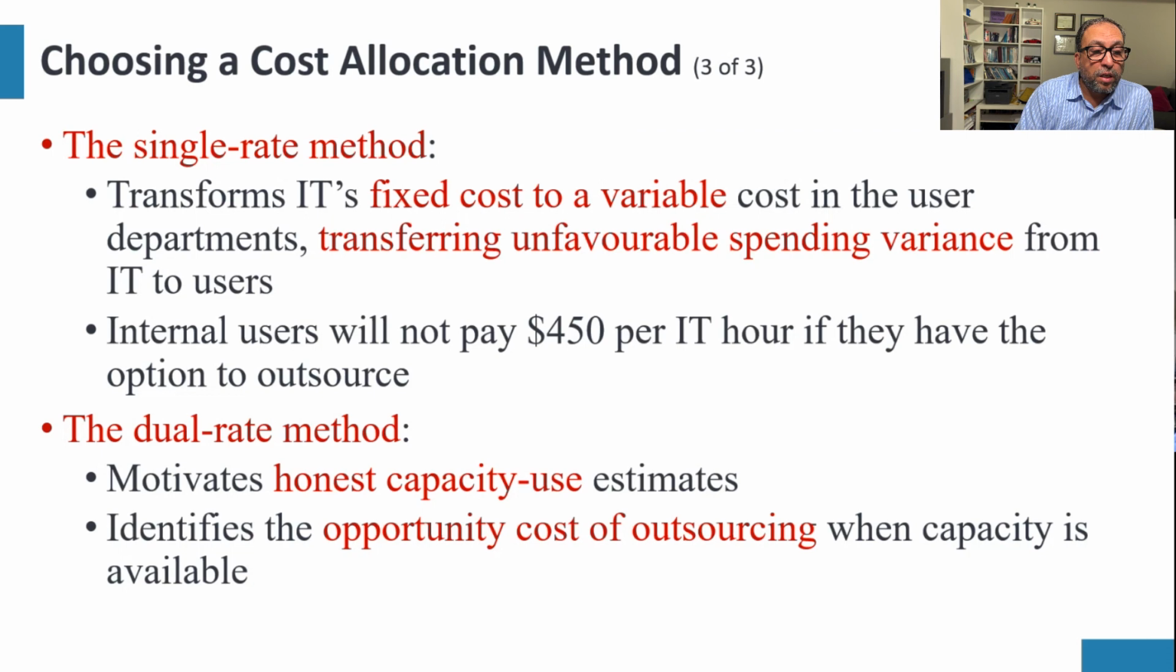So with the single rate method, we can conclude from this example something interesting to note here. It transforms IT's fixed cost to a variable cost in the user department, transferring the unfavorable spending variance from IT to users. So internal users will not pay 450 per IT hour if they have the option to outsource. As I mentioned, if the cost is too high, they can think over outsourcing.